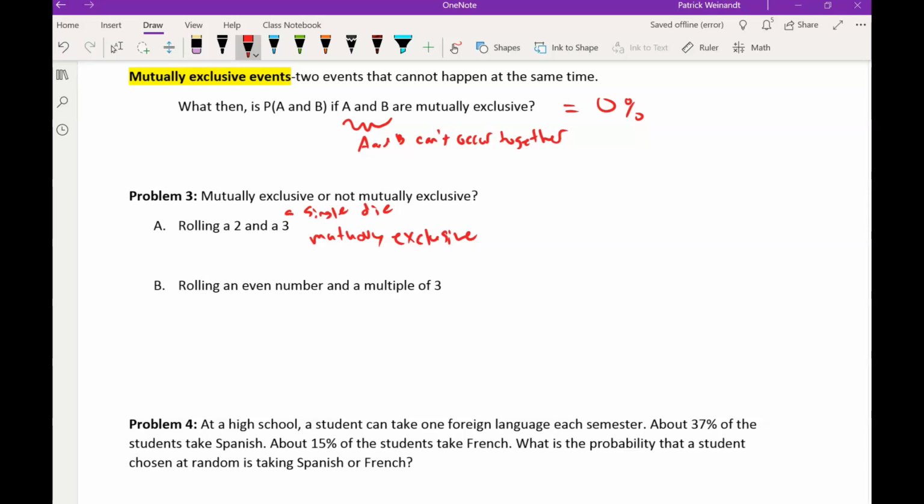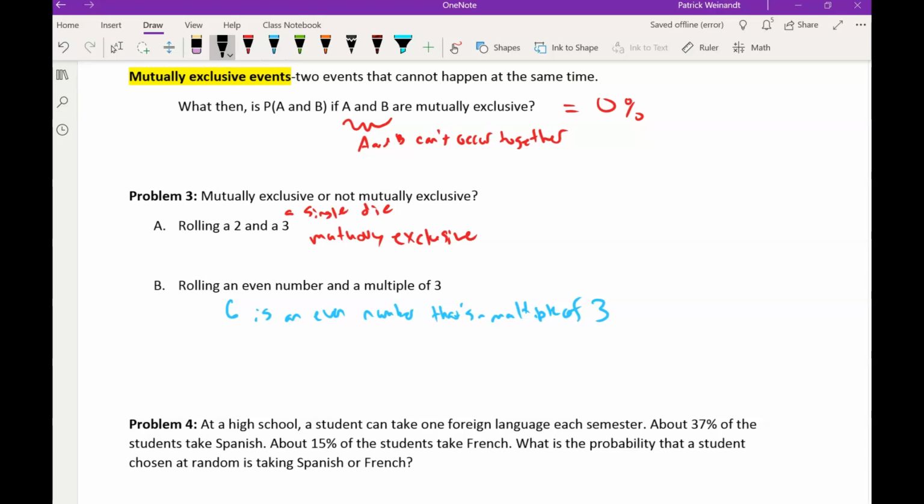Okay? However, what if the question changed? What if it said, what's the probability of rolling an even number and a multiple of 3? Can I roll an even number on a 6-sided die that's also a multiple of 3? And the answer is yes, you can. We know 6 is an even number, and it's also a multiple of 3. Six is an even number that's a multiple of 3.